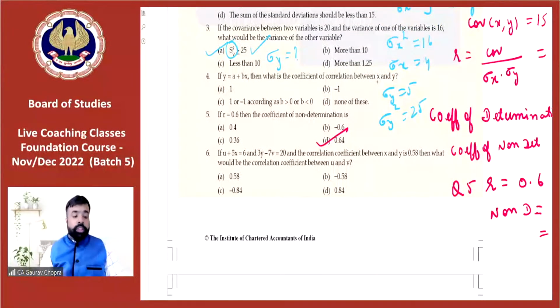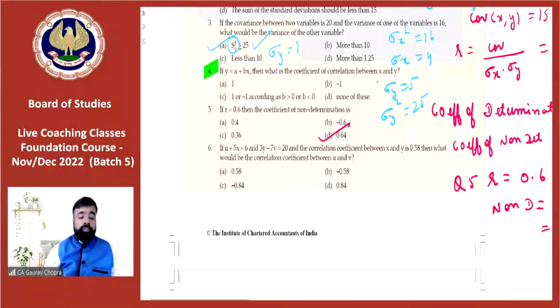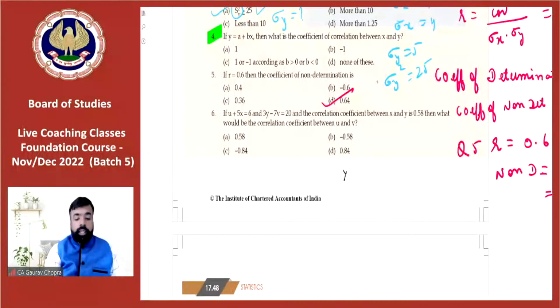So somebody had asked question number 4 from set B. If y is equal to a plus bx, this is the equation. What is the coefficient of correlation between x and y? So we are supposed to calculate r. We have done this whenever there is a single equation y equal to a plus bx. Then how to calculate r?